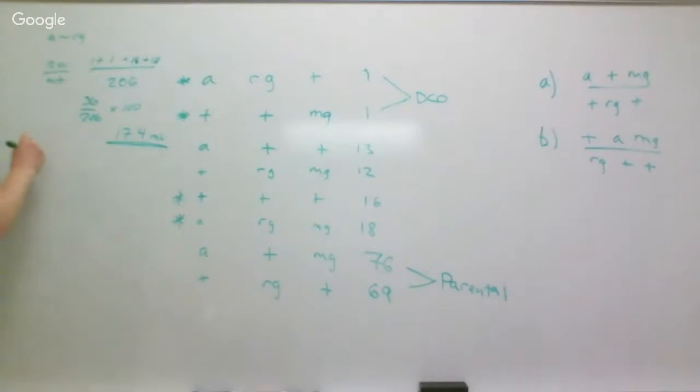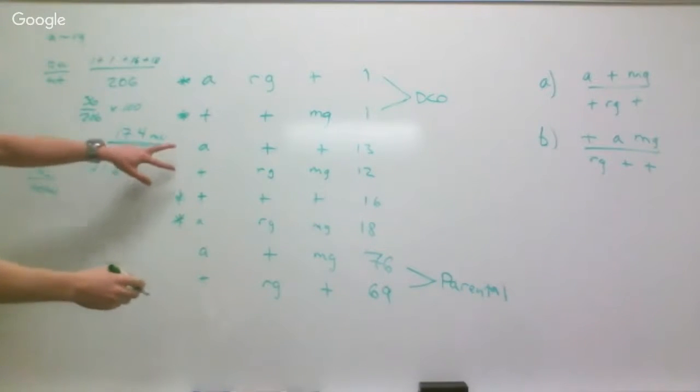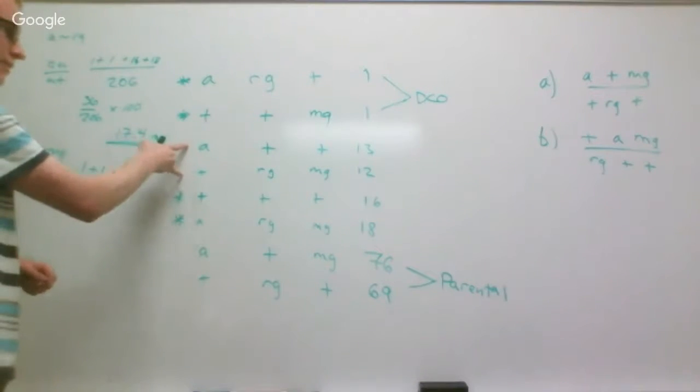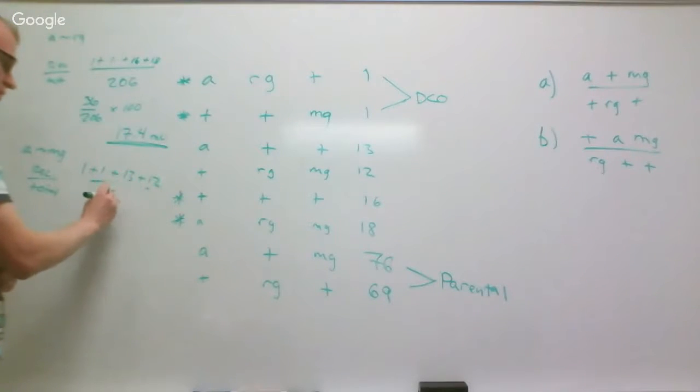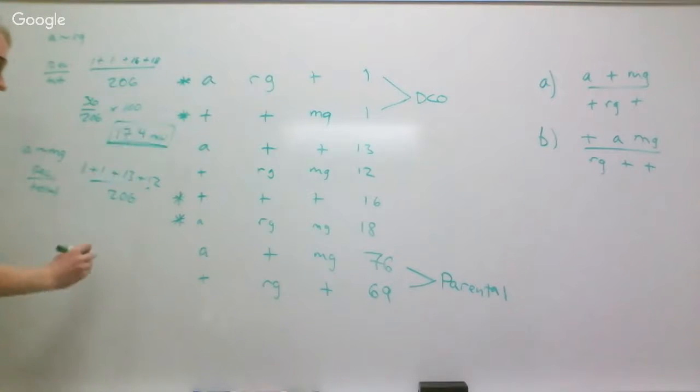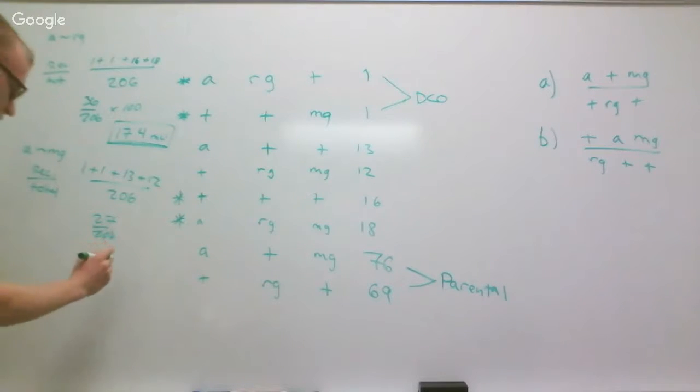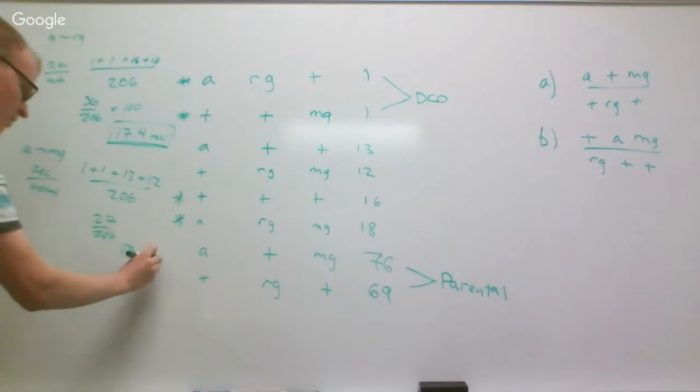Similarly, we're going to have to compare that to the MG. Again, that's the recombinants over the total, which again is going to be our double crossovers, 4 plus 1. And then the only ones we haven't really accounted for are these, the 13 and the 12. So those are going to come in here over our total 206. And math-wise, crunching the numbers, that's going to be 27 over 206, which will give you 13.11 MUs.